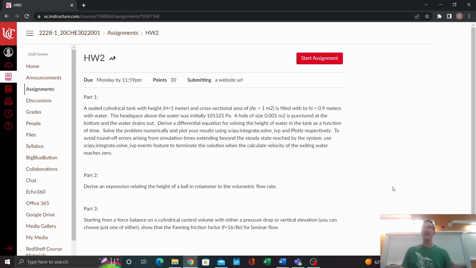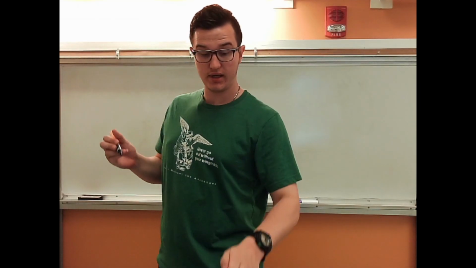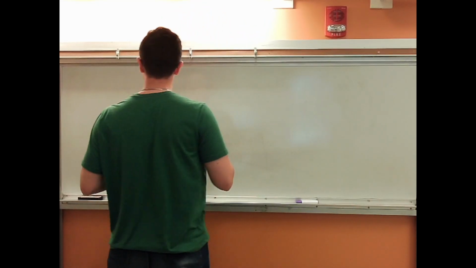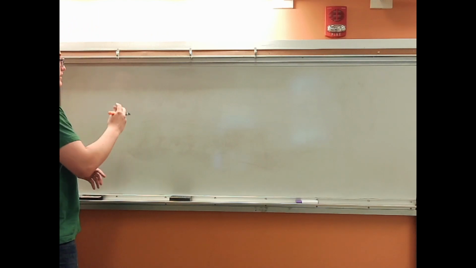So, per usual, I have behind me my whiteboard, and I'm going to start by drawing a picture and then laying out some of the framework equations that we're going to be using to fill in each other to then find that height of a ball to the volumetric flow rate. Okay, so I'm going to start by drawing a picture.